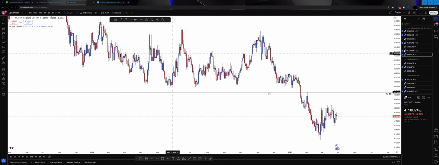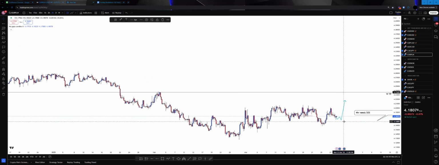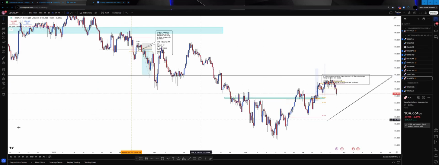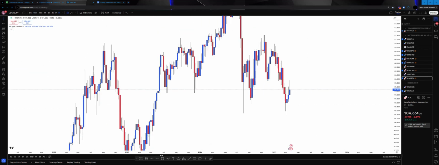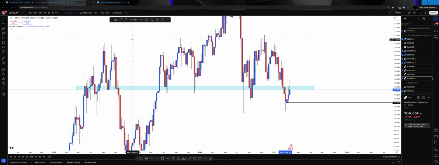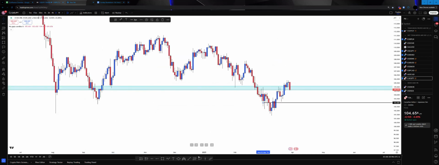What's the daily saying? The daily is also bullish, and the 4 hour needs a shift. CAD JPY on the weekly, it's had a pullback. The only thing is I don't know if I like it because it seems like kind of a thick level, but it's okay. Doable here. Lower low. Daily needs a shift.